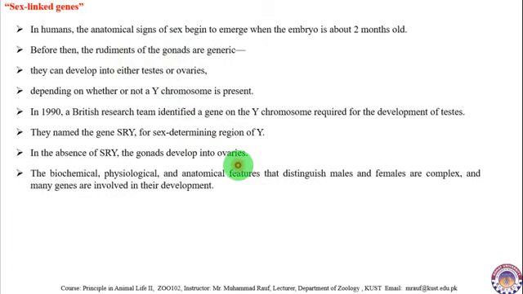The biochemical, physiological, and anatomical features that distinguish male and female are complex, and many genes are involved in their development. In fact, SRY codes for a protein that regulates other genes. Regulate means that it controls the expression of other genes, whether other genes will express or not, and if expressed, to which extent.